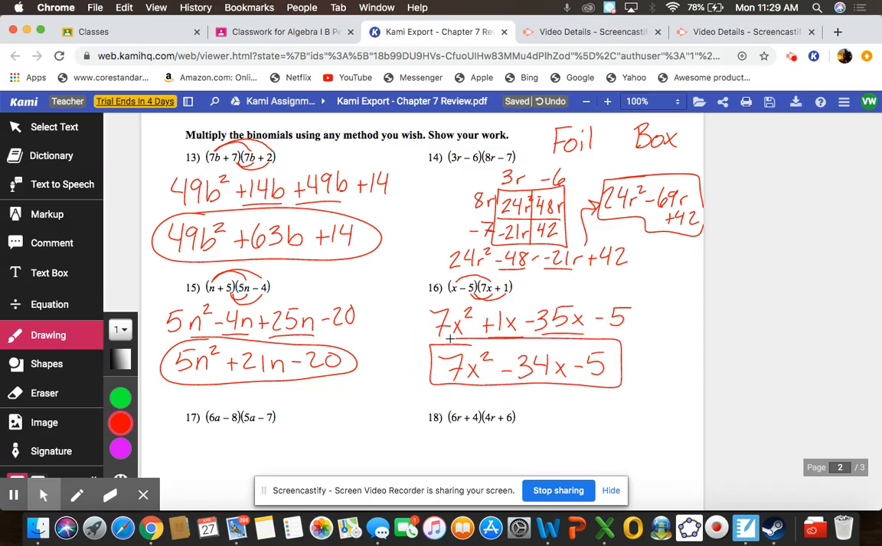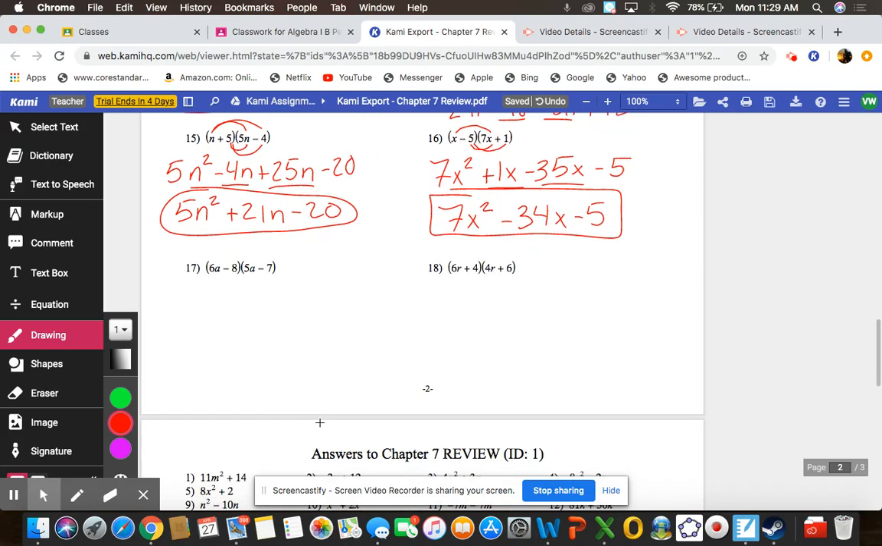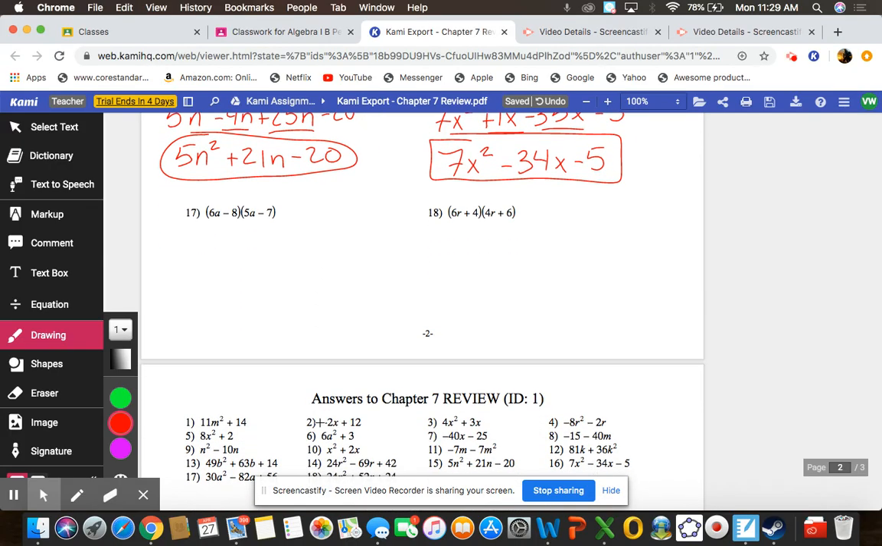Oh, excuse me. Last two, 17 and 18. Here we go. Once again, FOIL. 6 times 5. Multiply the numbers first. I've got A and A. That's 2 A's, so I've got A squared. 6 times negative 7 is negative 42. I've only got one A there, so 42A. Negative 8 times a positive 5 is minus 40A. Negative 8 times negative 7 is a positive 56.